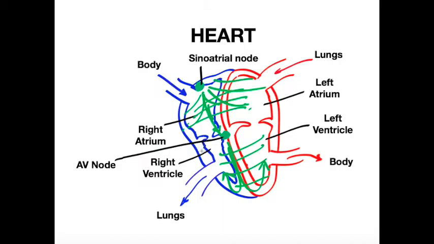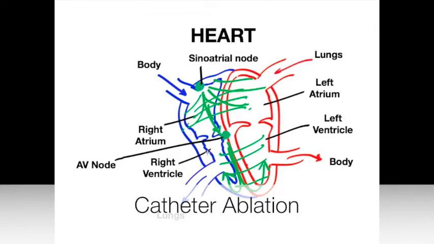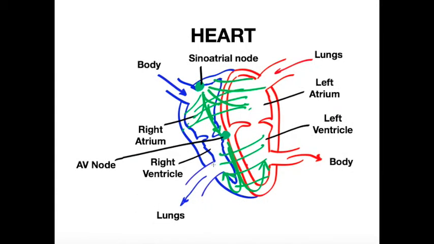Finally, the other option is catheter ablation, where the area inside the heart that's causing the abnormal heart rhythm is destroyed using radiofrequency energy. After this, there may be a need for a pacemaker depending on how the heart rate continues to beat. So this provides some insight into how atrial fibrillation occurs.